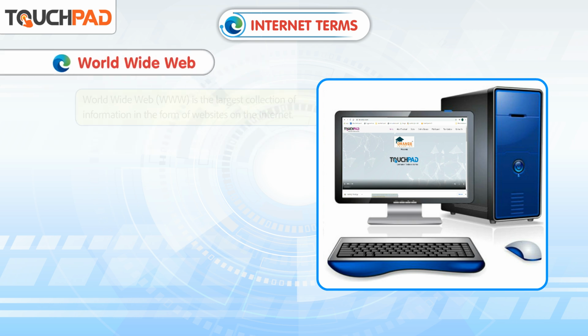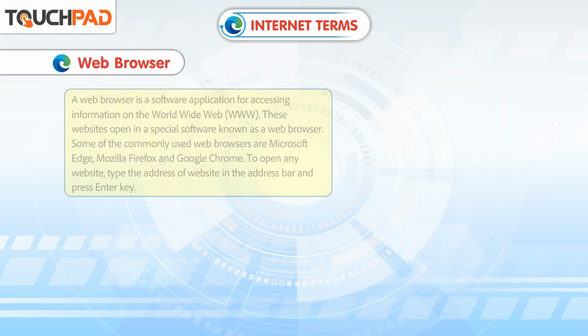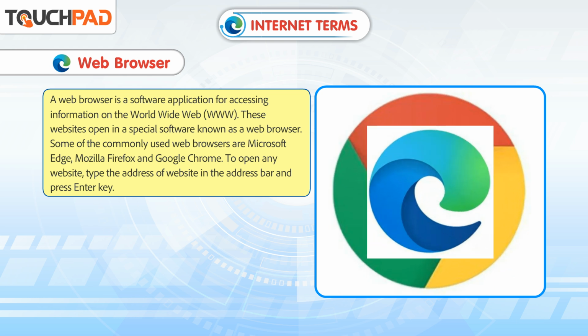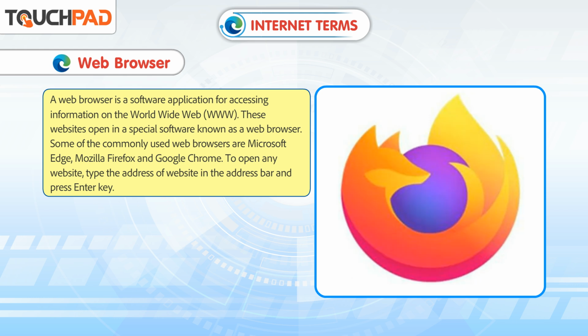World Wide Web. World Wide Web, WWW, is the largest collection of information in the form of websites on the Internet. Web browser. A web browser is a software application for accessing information on the World Wide Web, WWW.